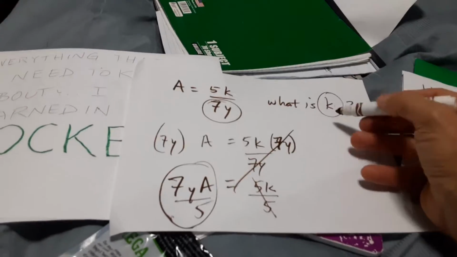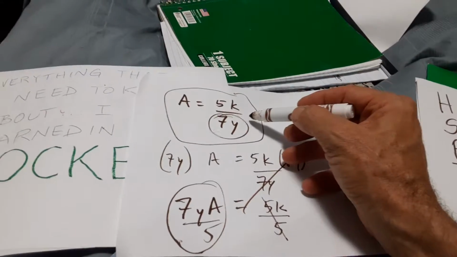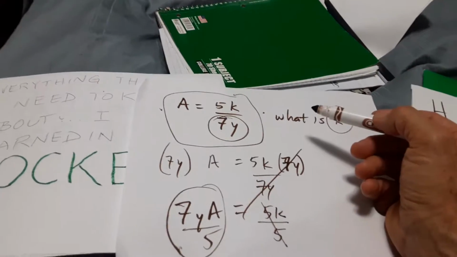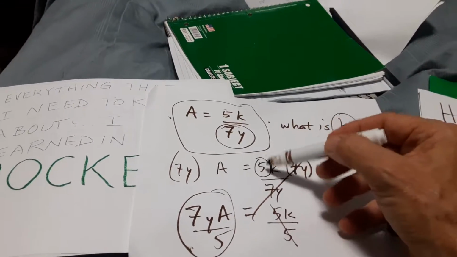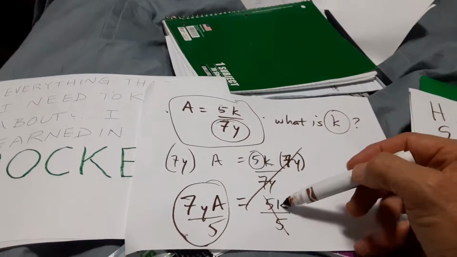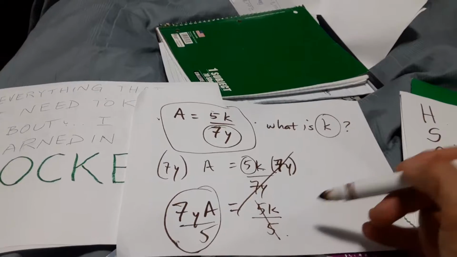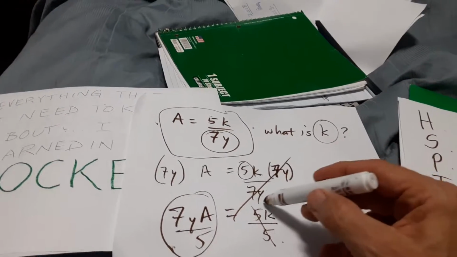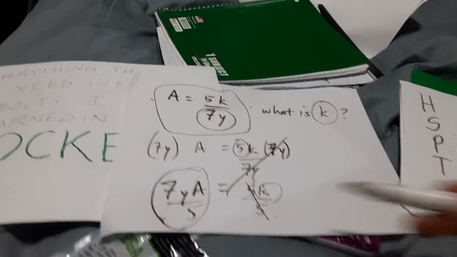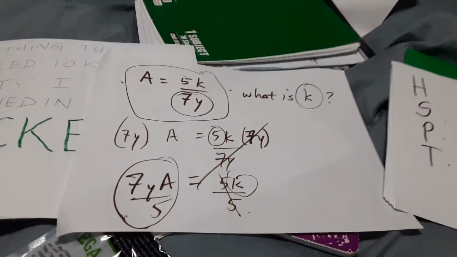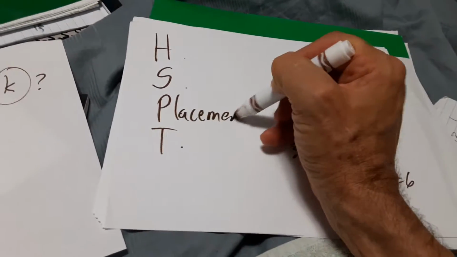That's essentially how they get the answer here. You move this over by multiplying 7y on each side. And then because we've got 5 times k, I've got to divide by 5 on both sides. And so that's why k equals 7ya divided by 5. That's a problem from the high school placement test.